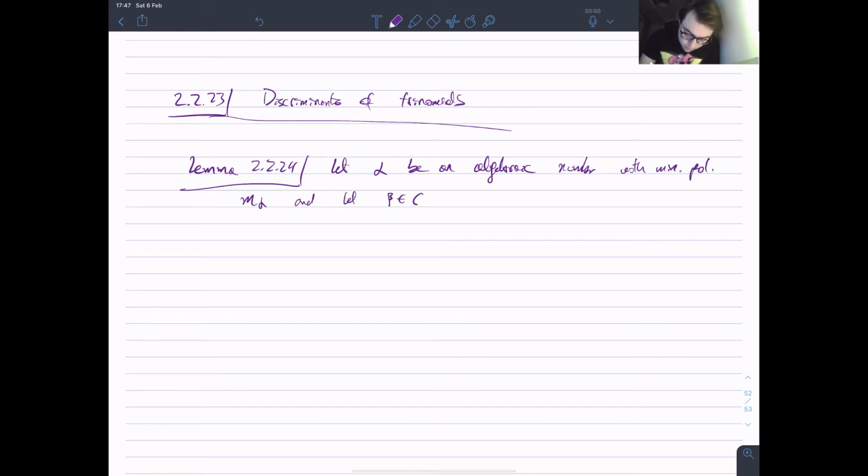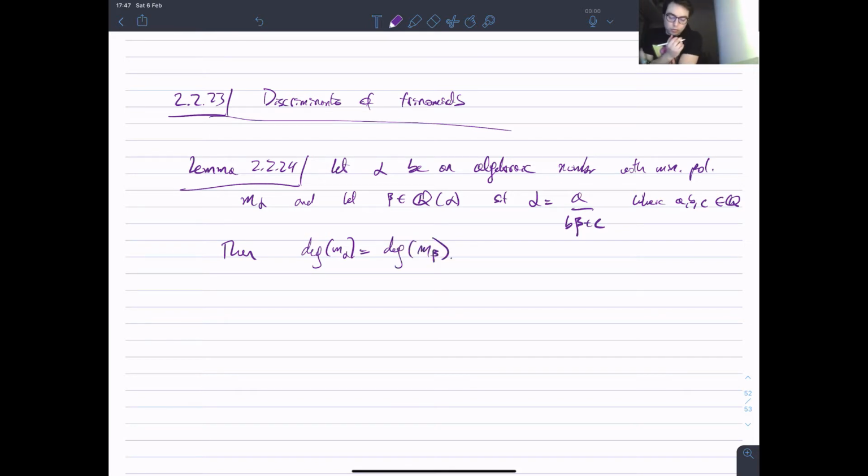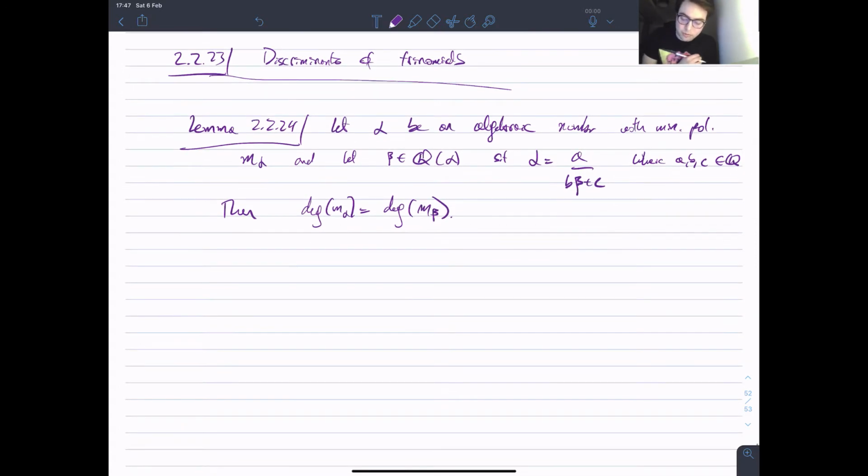let beta be some element of this field Q(alpha), such that you have a relation between them. You can write alpha as the inverse of some linear combination of beta. So you have alpha equals a over (b beta plus c), where a, b, c are just some rational numbers. Then the lemma says that the degree of m alpha is the same thing as the degree of m beta. Great. This is a small technical lemma which we'll use later.